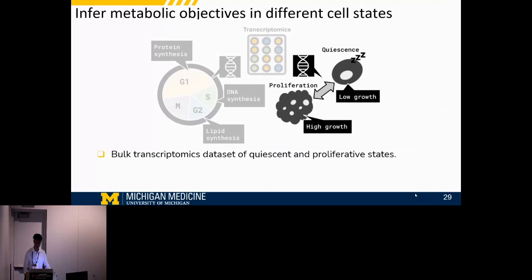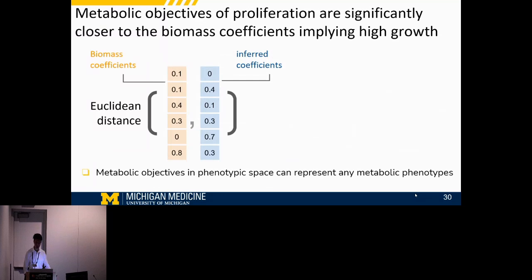And this is an important cellular behavior also for cancer or stem cells. And like I said, we know that a biomass objective represents the cell growth phenotype. So we can compare the inferred objective coefficient to the biomass objective by Euclidean distance.